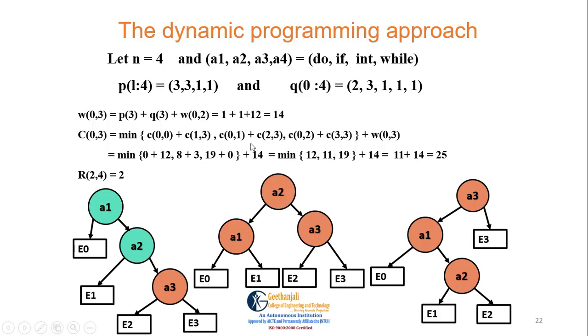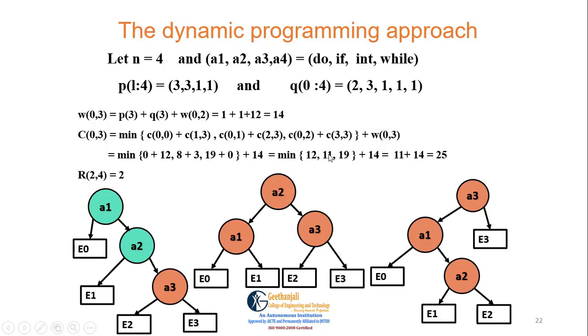If I select the A2 as a root element, I am getting C of 0 comma 1 and C of 2 comma 3. Similarly, if I select the A3 as a root element, I am getting C of 0 comma 2 plus C of 3 comma 3. Among these, that is 0 plus 12, 8 plus 3, and 19 plus 0, which is the minimum one? 11 will be the minimum value.